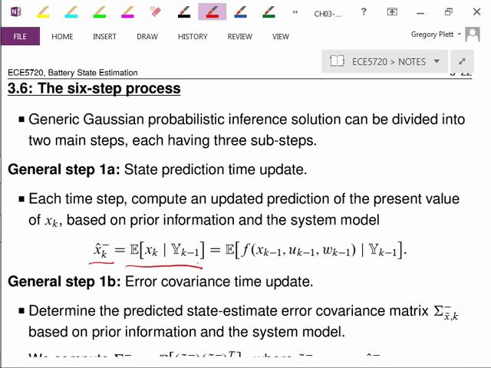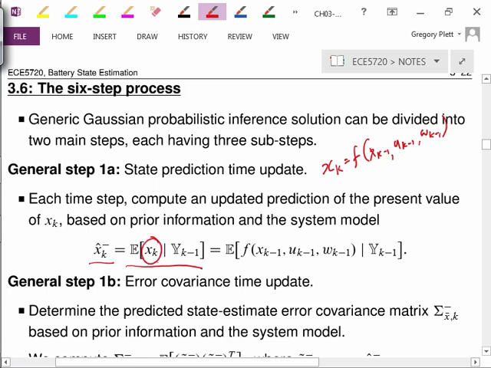And this is where the dynamics of the system get taken into account. We have a state equation, and maybe I should have repeated it, but we know that xk equals f of xk minus 1, uk minus 1, wk minus 1. That was our assumed form of a state equation of the model. So the expected value of xk is simply the expected value of a function of xk minus 1, uk minus 1, and wk minus 1.